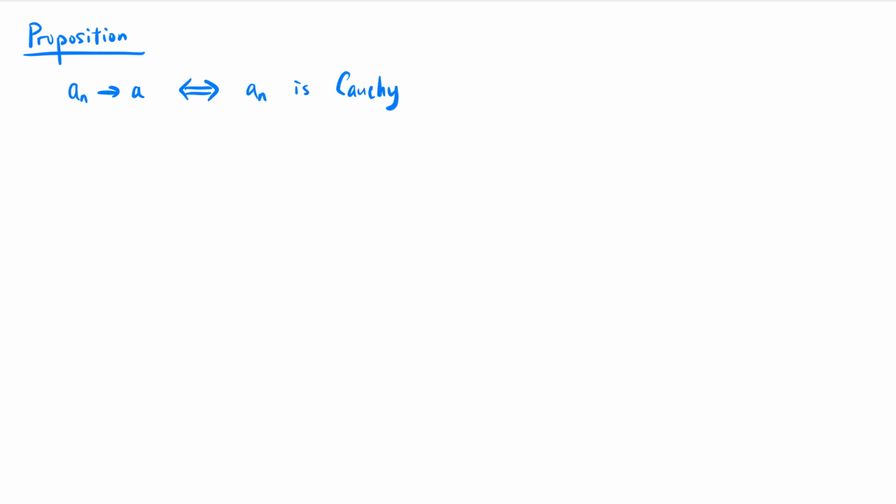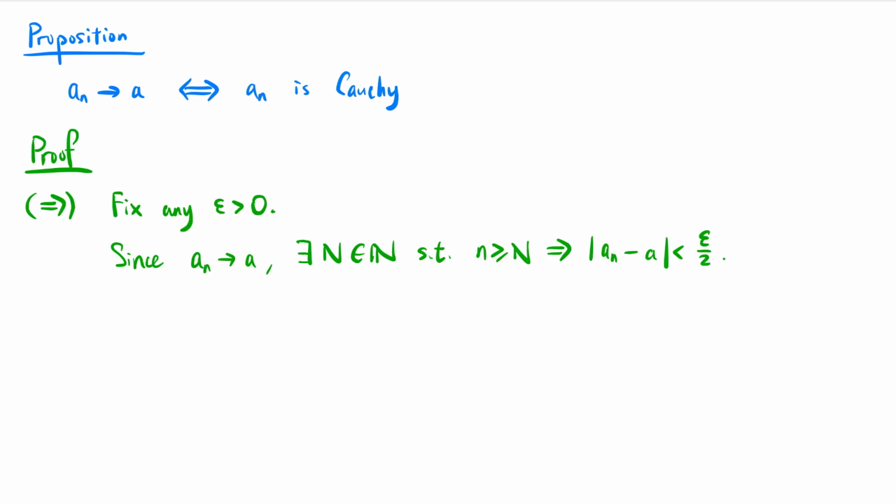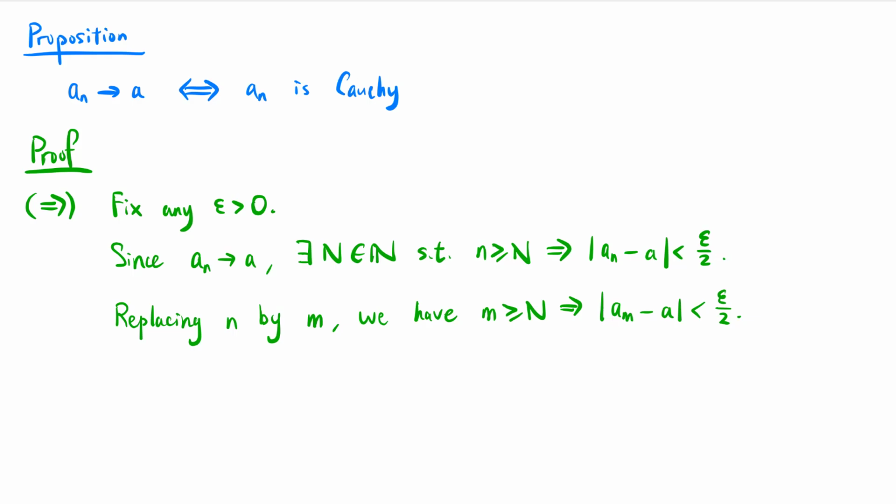Now we are ready to show that an is a convergent sequence if and only if an is a Cauchy sequence. Let's first show that if a sequence converges, then it must be Cauchy. We fix any epsilon greater than 0. Since an converges to a, there exists a positive integer capital N such that little n greater than or equal to capital N implies that the absolute value of an minus a is less than half of epsilon. If we replace n by m, we have that m greater than or equal to capital N implies that the absolute value of am minus a is less than half of epsilon.